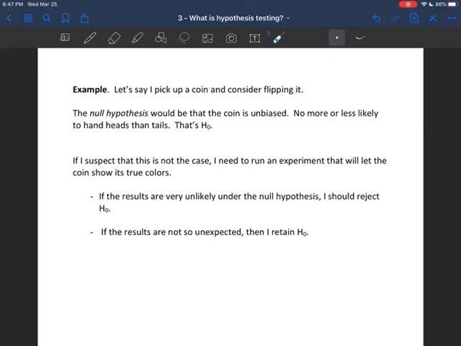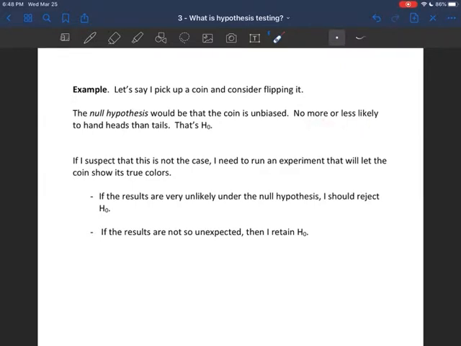So let's think of an example. We're going to go back to our old standby, flipping a coin. So let's say that I pick up a coin and I'm considering flipping it. The null hypothesis for this coin is that it's unbiased. You don't just assume, walking around the world, that all of the coins are biased in some way. Instead, you assume, yeah, they're all pretty fair. And you need to see evidence to convince you that that's not the case. So the null hypothesis is exactly that kind of thing. The kind of thing that you would need to be convinced to reject, that you would just assume is true if all else was left the same.